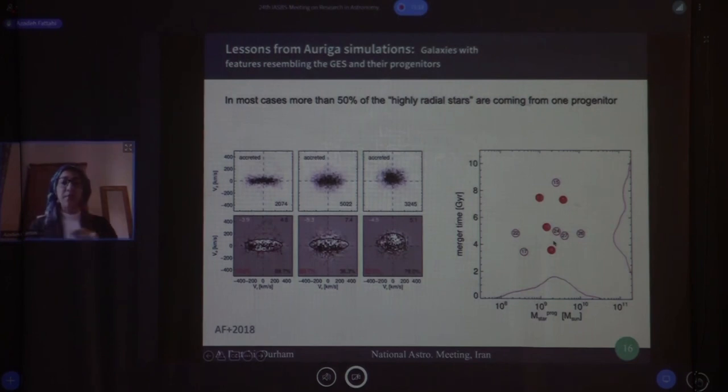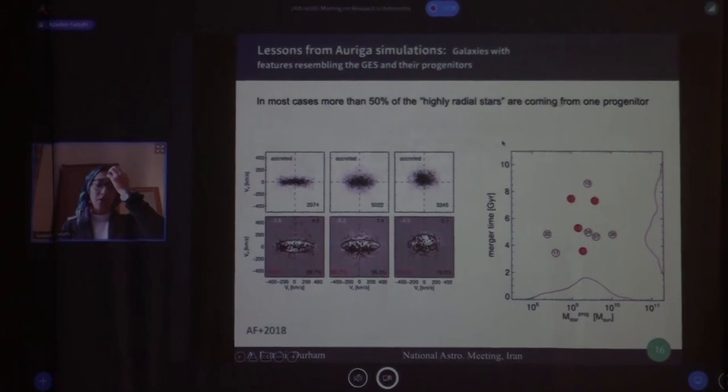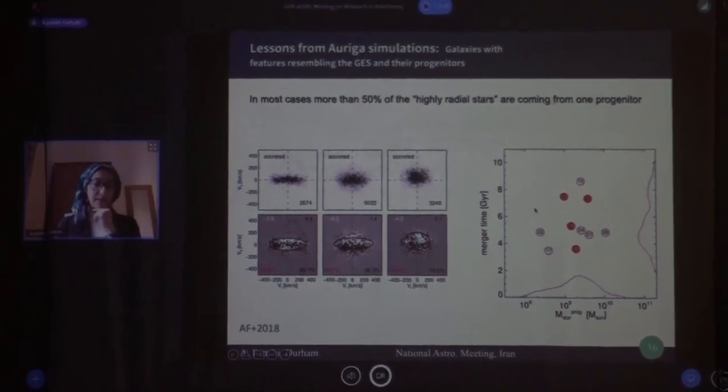Each point represents one Auriga halo with features similar to GSE. We can see that these are relatively massive objects, about 10 to the 9 or so, that merge with the Milky Way. Well, it spans a range, but at the peak about 10 billion years ago. 0 is Big Bang, 14 billion years is today. So they merge with the Milky Way about 10 billion years ago or so.